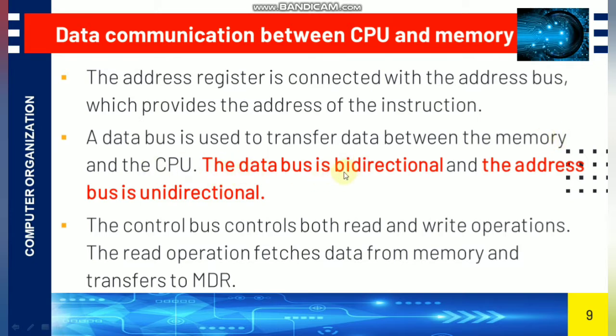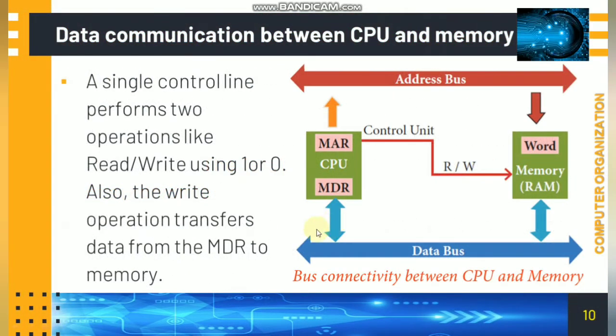The data bus is bidirectional. Bidirectional means you can send as well as receive data, in a two-way process. And the address bus is unidirectional. Unidirectional is single way: you can send, you can't receive it back. Clear? The control bus controls both read and write operations. The read operation fetches data from the memory and transfers it to the MDR. Clear? So we'll see it in a diagram.